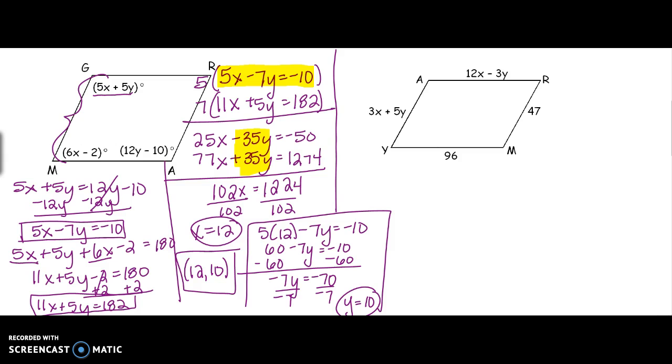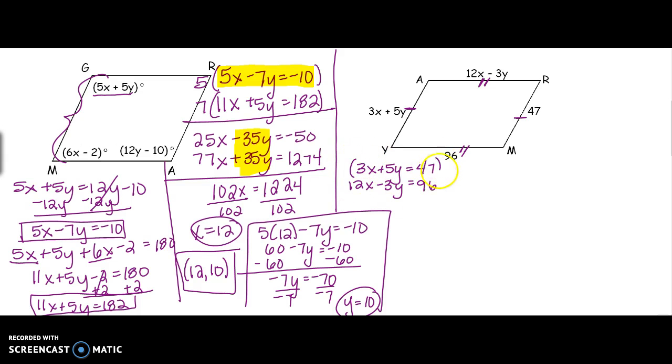The last problem, problem number 4, says solve for x and y. And again, you have a parallelogram. So ARMY is a parallelogram. Here we are given the lengths of all the sides. One of the properties of the sides is that opposite sides are congruent, which means AY is congruent to RM and AR is congruent to YM. So we're going to take each of these and set it equal. Let's say 3x plus 5y is equal to 47, and 12x minus 3y is equal to 96.